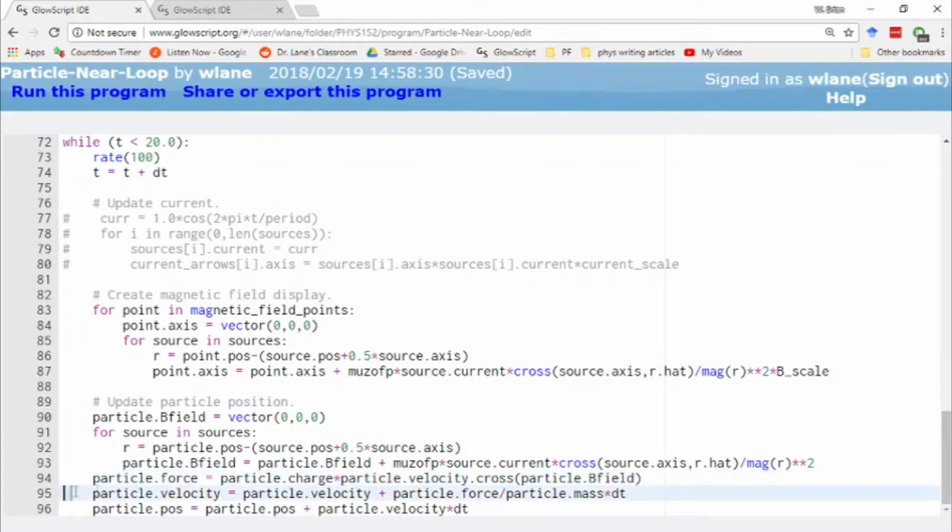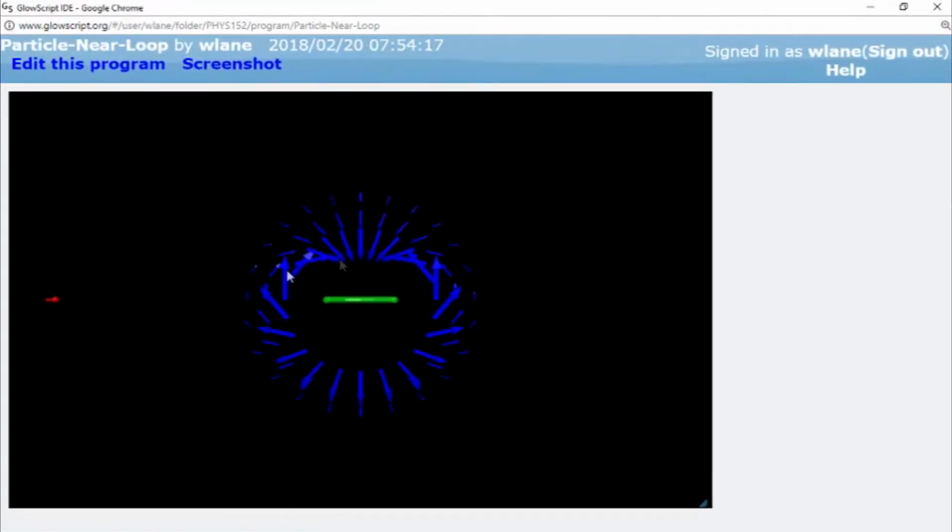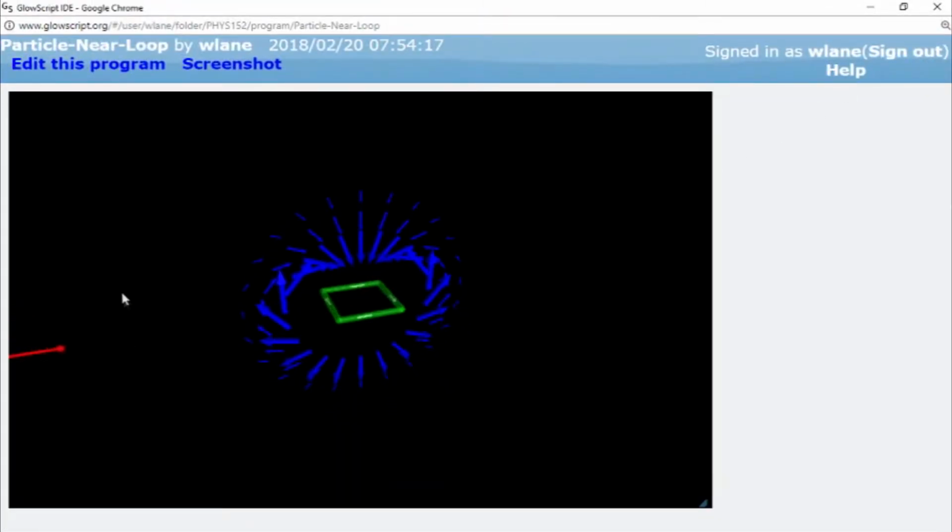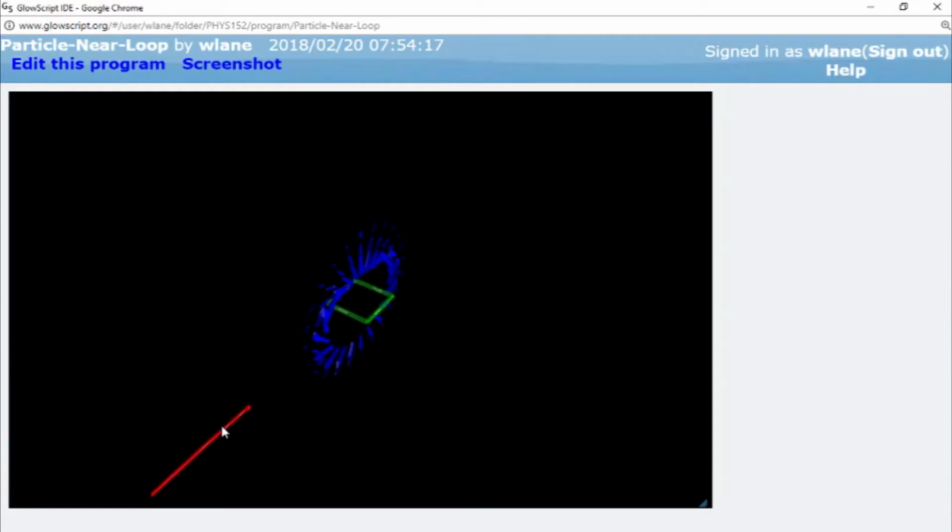And then here we've got the Euler-Cromer method. We have the velocity being updated with the force over mass. We have the position being updated with the velocity. So let's hit Control 2 and see what happens in our scattering experiment here. So here's our particle coming in, our positively charged particle. You can see it's still in roughly a straight line because it's not terribly close to the loop. As it gets closer to the loop, the magnetic force becomes stronger and it gets deflected out to the right.